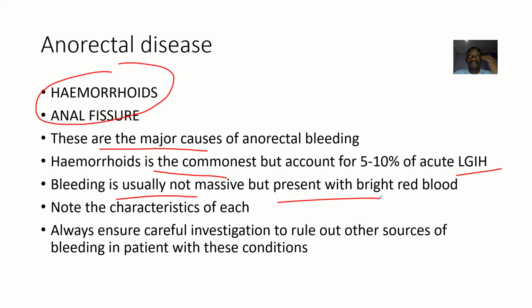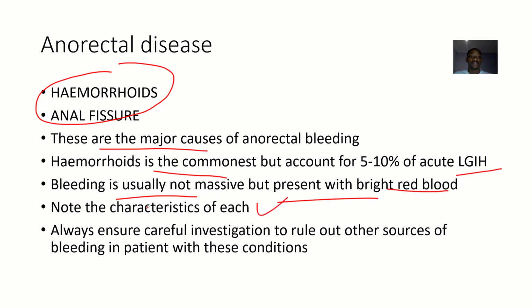Now, let me take this time to differentiate between bleeding of the upper gastrointestinal tract and bleeding of the lower gastrointestinal tract. If there's bleeding in the upper gastrointestinal tract, before the blood gets to reach the anus, the color must have been altered, giving it a dark color. Your stool will be dark. But if the bleeding is close to the anus, it will be bright red. Some people call it frank red blood. So you should note the characteristics of each one of them.